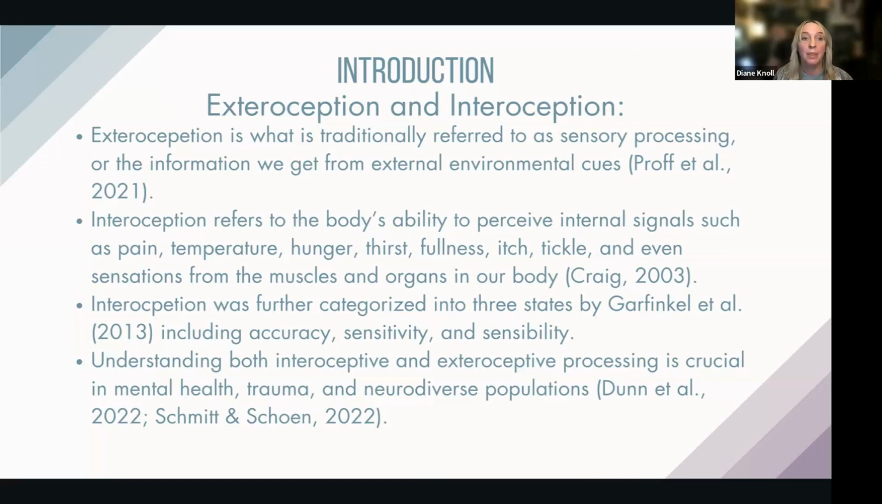In 2013, Garfinkel et al. also proposed three states of interoception, which I'll talk about a little later in the literature review: accuracy, sensitivity, and sensibility. Really, we need to understand that understanding both interoceptive and exteroceptive experiences is crucial, not only in neurodivergent populations, but also in mental health and trauma.